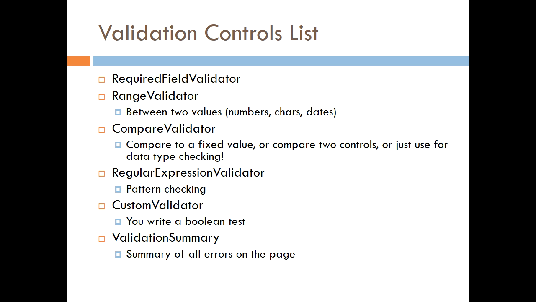Compare validator. Well, we can compare two input controls. Think confirm password, right? You're entering the same password twice. That's an obvious use for something like that. But it doesn't have to just be two controls. It can compare against a fixed value, right? So maybe a minimum of $1,000 is the bid, right?